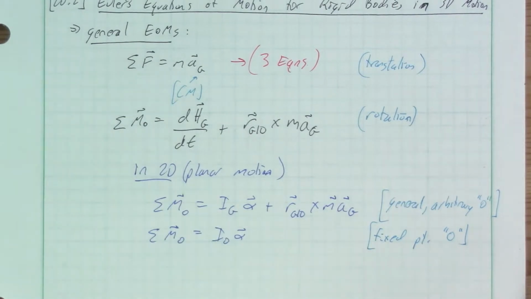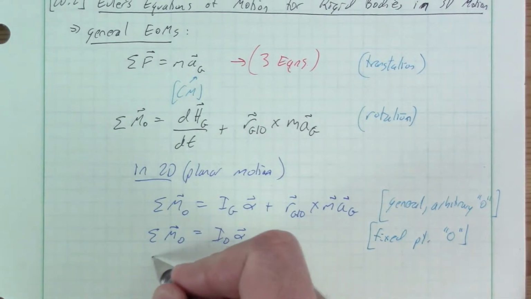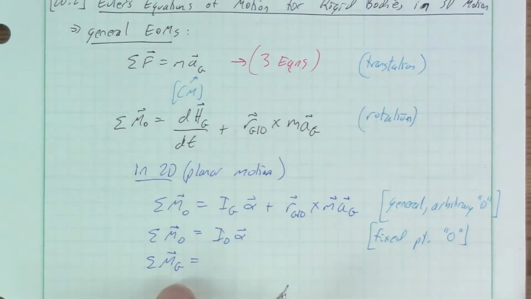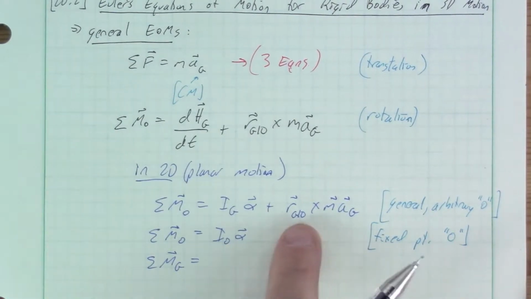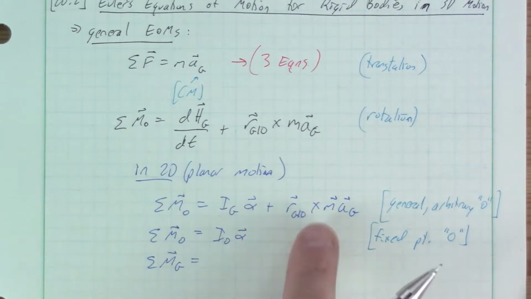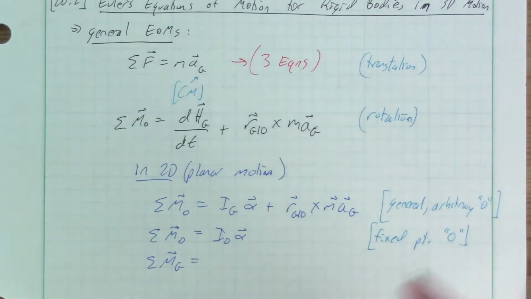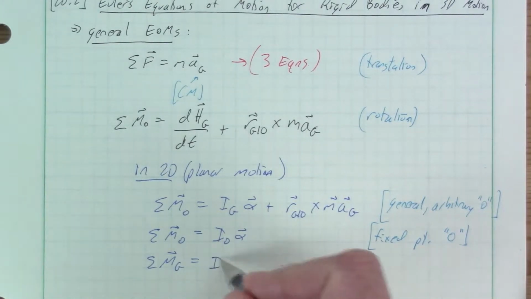Okay, and then the last version was, well, what if that arbitrary point O was our center of mass, well then this term drops out to 0, right? Because then it would be the position vector to G from G is nothing. You wouldn't have to move anywhere. So that last term cancels out.